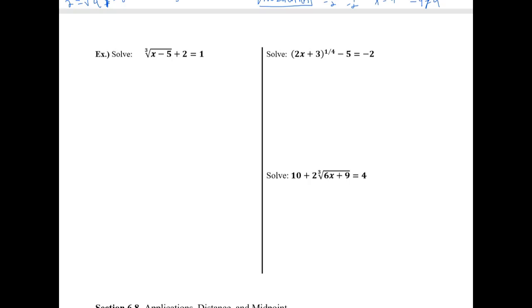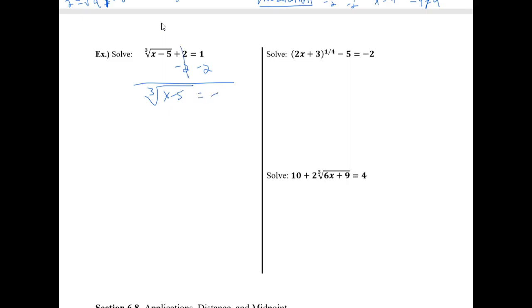Let's talk about solving nth root radical equations. This first example is a radical equation, so even though it's not a square root, I'm still going to isolate it just like I would with a square root equation. Start by getting that radical all by itself on one side.